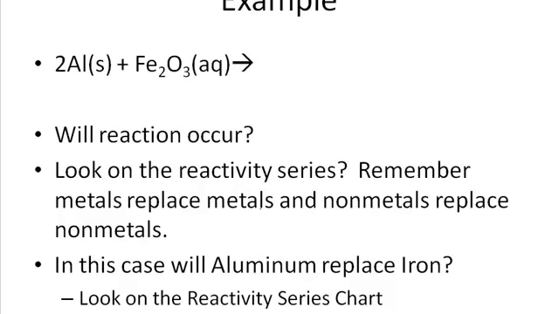Here's an example. We take some solid aluminum, and we mix it with iron 3 oxide. Now, the first question is, will the reaction occur? Well, in order to figure that out, we need to remember that metals are going to replace metals. So, is aluminum higher or lower on the list than iron? If aluminum is higher on the list than iron, it will react. If aluminum is lower on the list than iron, then it won't react.